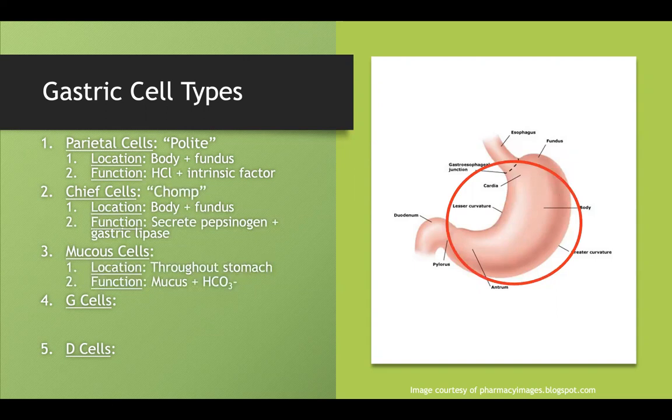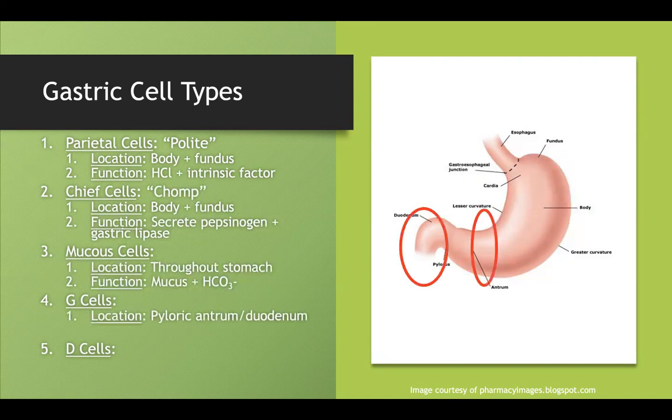I don't have a mnemonic for that because that's pretty self-explanatory. Next, we have our G cells, which are located a little bit more distally in the pyloric antrum and then throughout the duodenum. And our G cells are responsible for secreting gastrin. And I remember our G cells are gas cells because of gastrin. And we'll find out that gastrin is the gas pedal for our stomach. It can help us produce a lot of hydrogen ions and make it a more acidic environment. So that's why I consider the G cells gas cells.